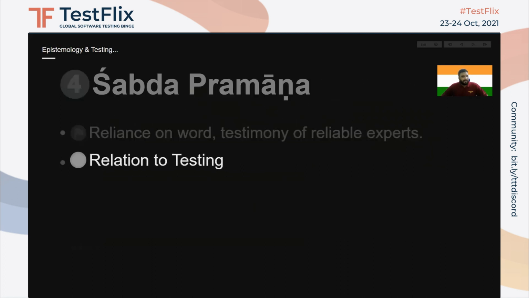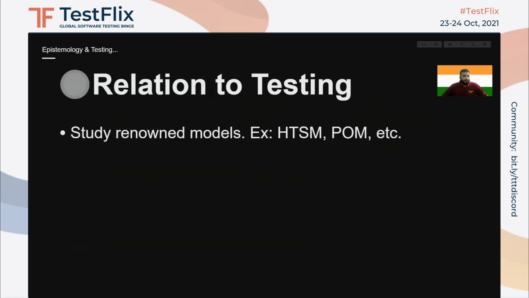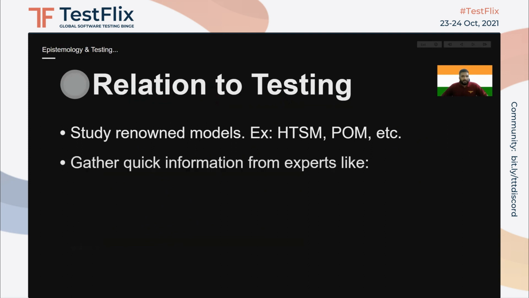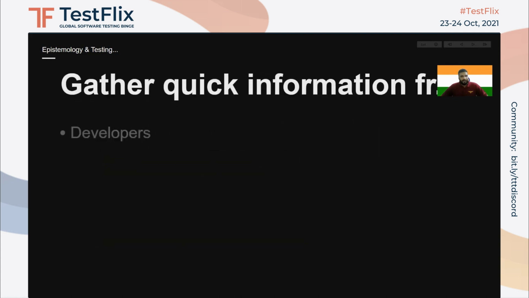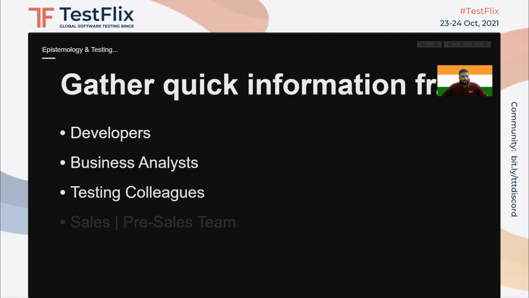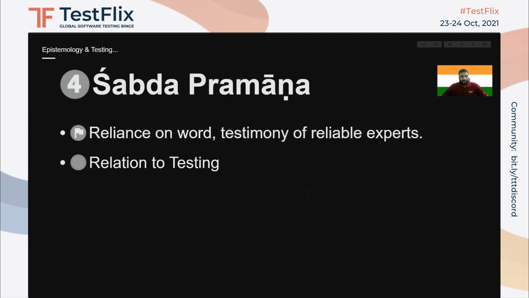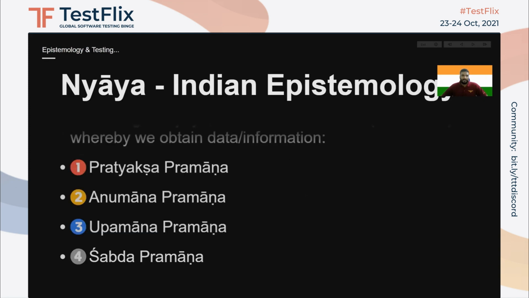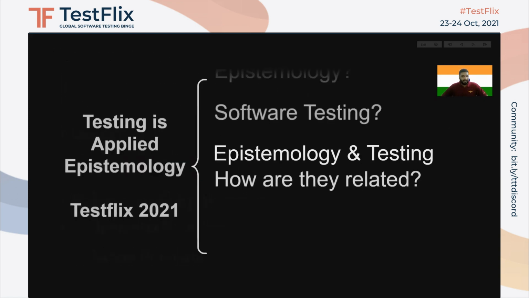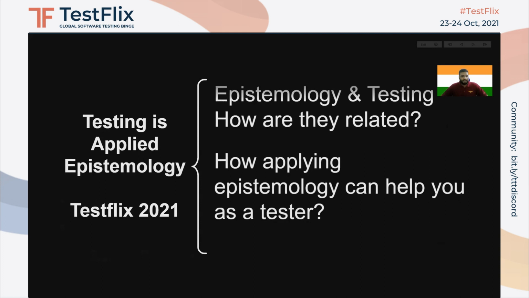Next is how it is related to testing. You should study renowned models, for example, HTSM, POM, etc. Or you should gather quick information from experts like your developers, business analysts, testing colleagues, the sales and pre-sales team, and so on. It is the least reliable path, but better than getting stuck and blocked. So this was about the Nyaya epistemology and its relation with testing.